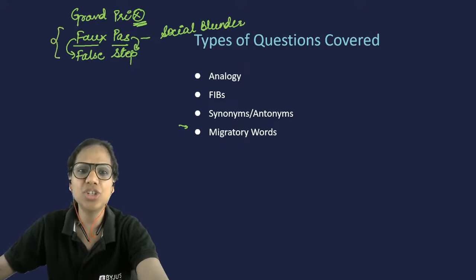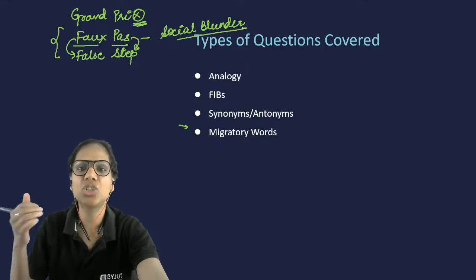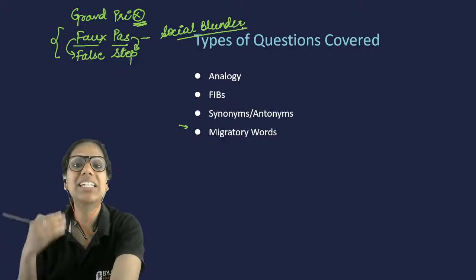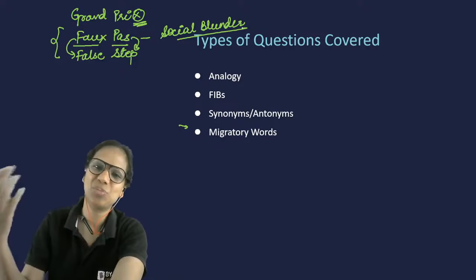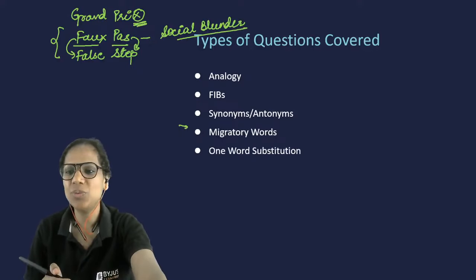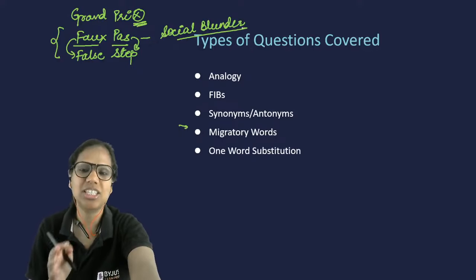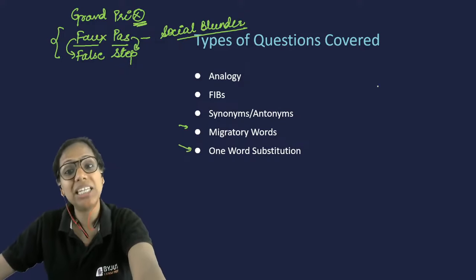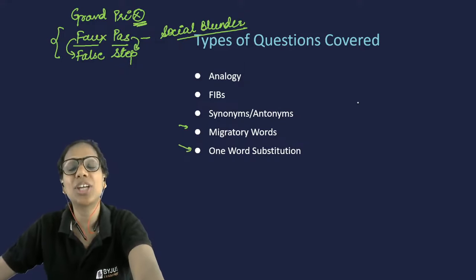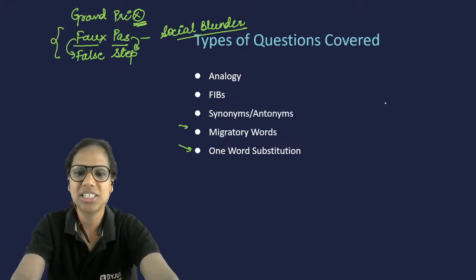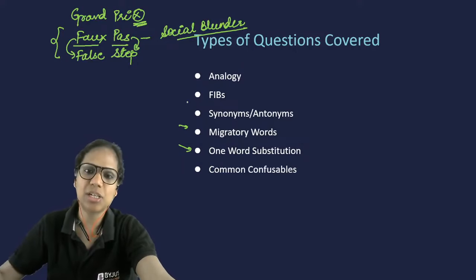A French term that has been adopted by English and it is now used very commonly in English. So these are called migratory words. Just like we have migratory birds, we have migratory words. One word substitution. Of course, this is a question type wherein the definition, the meaning of the word is given to you. You now have to tell me which is the word that fits this meaning. A different question type than the usual ones. So these are some of the question types that we are going to see.